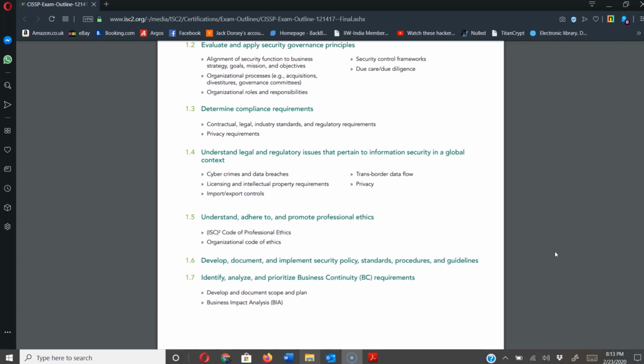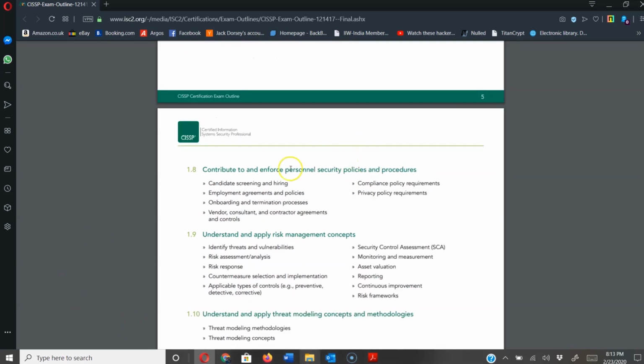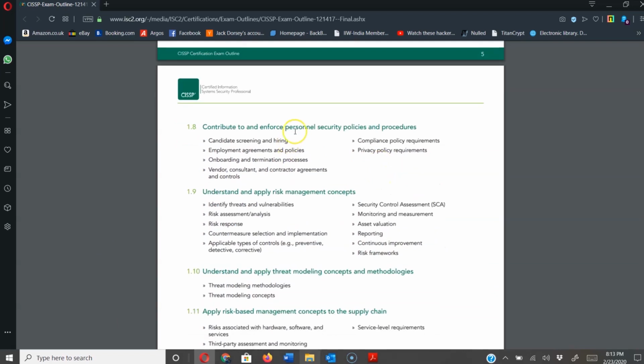Now, as far as this domain is concerned, you're calculating the risk. It doesn't actually tell you how to mitigate that risk. That's when you go into the next future domains and discuss those technicalities. So you can see contribute and enforce personnel security policies. Now, the thing about CISSP is physical security also comes into the picture. Why? Because if hardware is not well protected, there would be physical attacks, social engineering attacks that could be created, which would lead to data leakage as well.